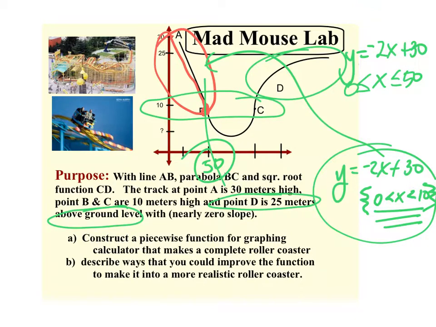That means when this coaster comes to a stop, they want it to be at 25 meters up and with nearly 0 slope. That means they don't want your roller coaster to end looking like that. Because think about it in the real world. Do you want your roller coaster sitting like that at the end? No, because if something goes wrong, you're going to roll backwards and that's not good.